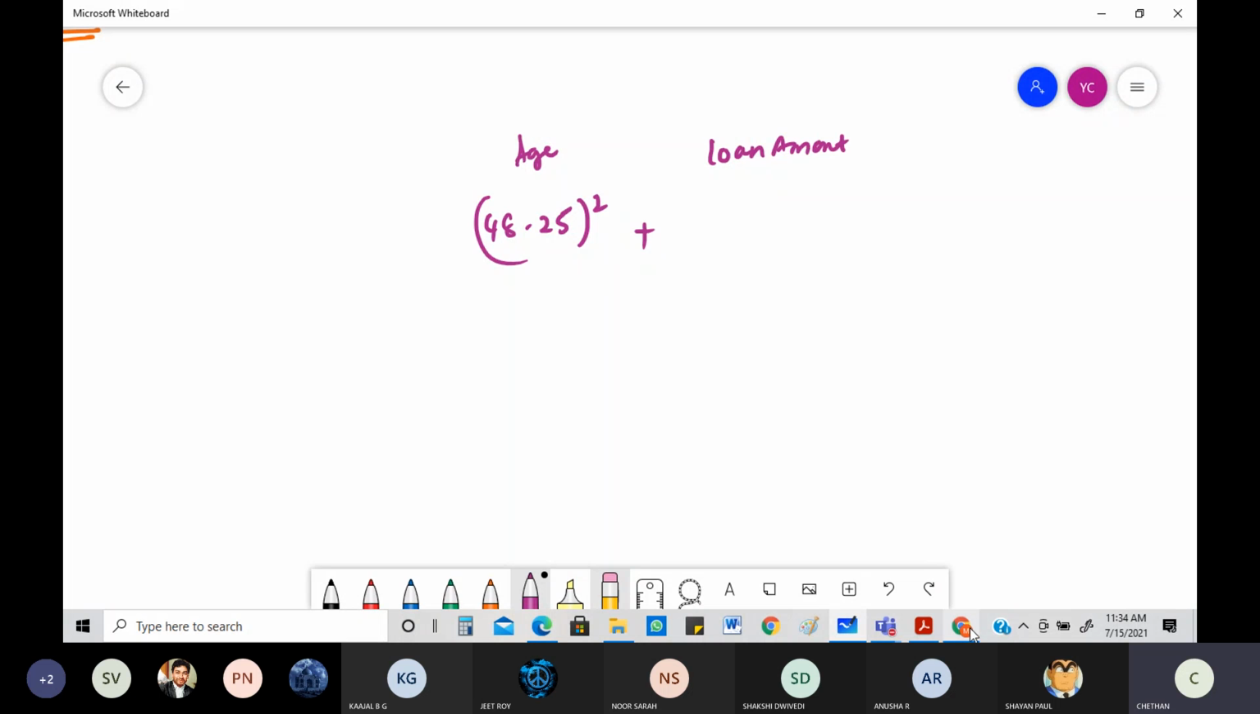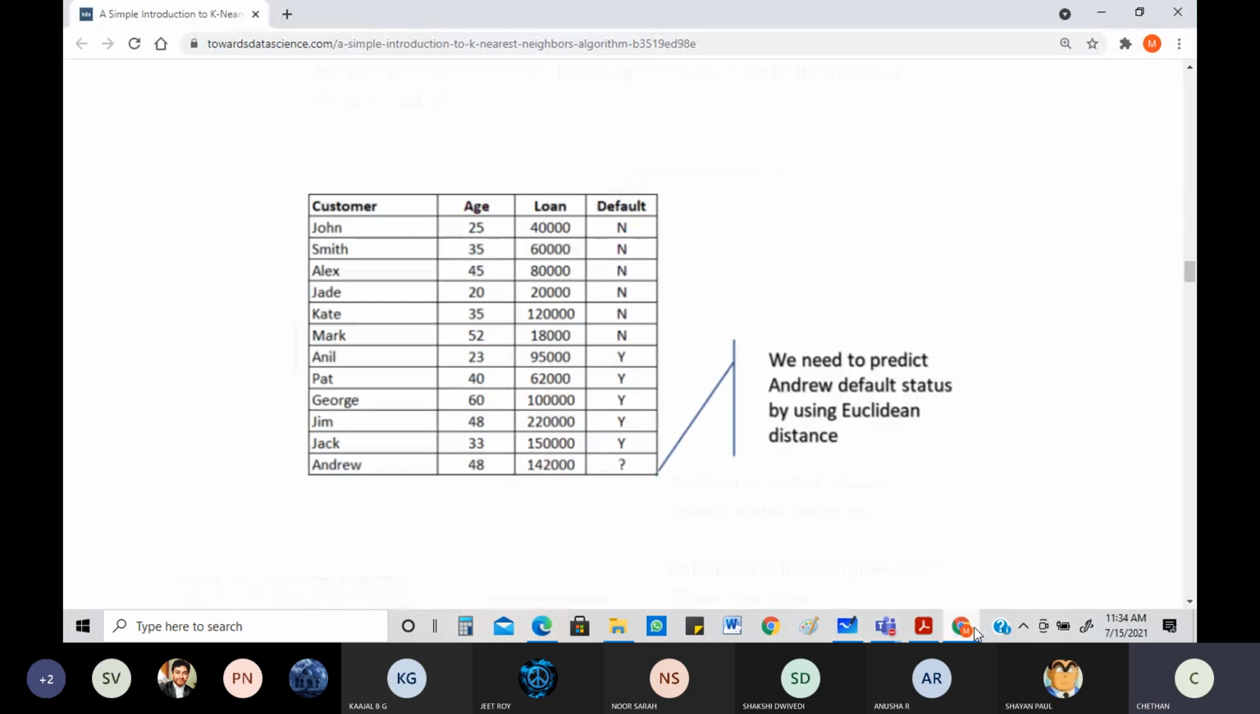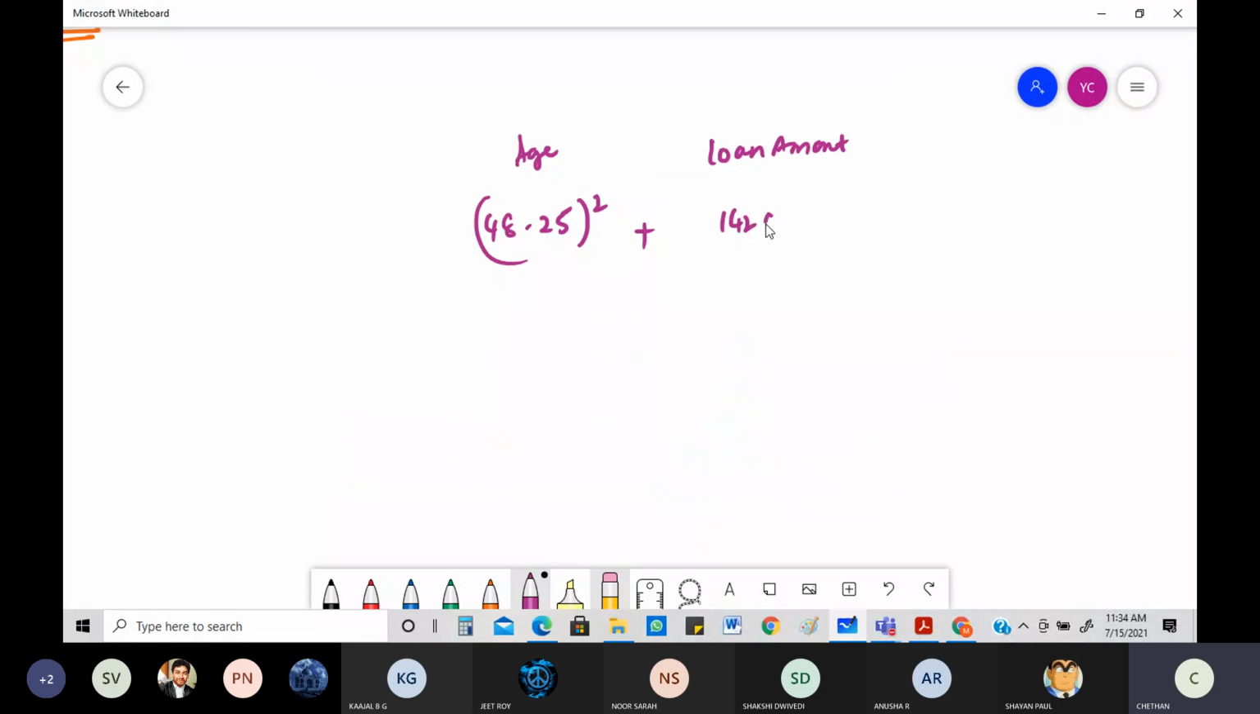What is the next thing? The next thing is, what is the loan amount? 142 and 40. So I'll do the same thing here: 142 minus 40. Okay, 40,000, I guess. What is the value you get? This is with regard to the last person. Who's the first person and the last person? John and Andrew. You're trying to figure out where Andrew falls, whether he's a neighbor to John or someone else.